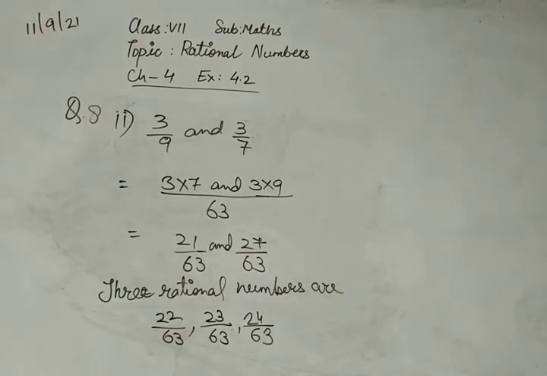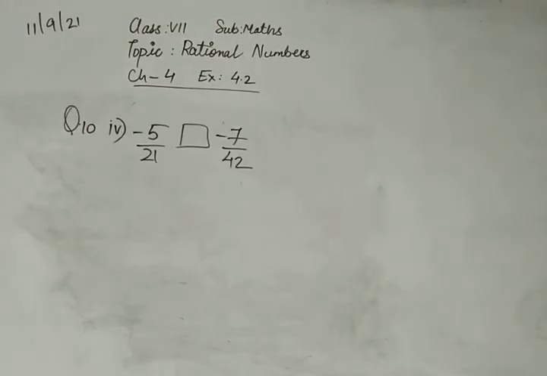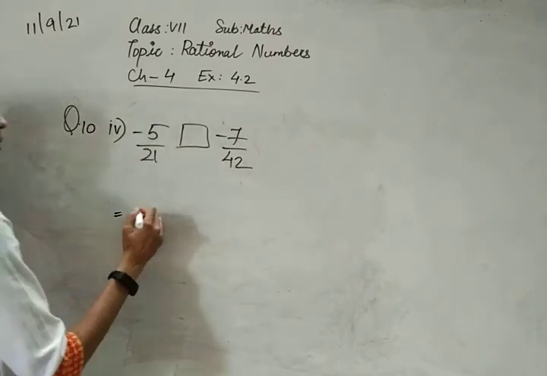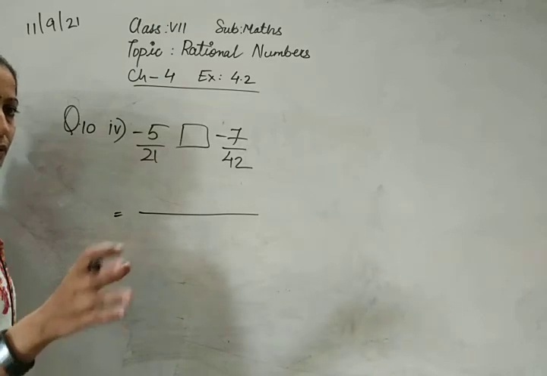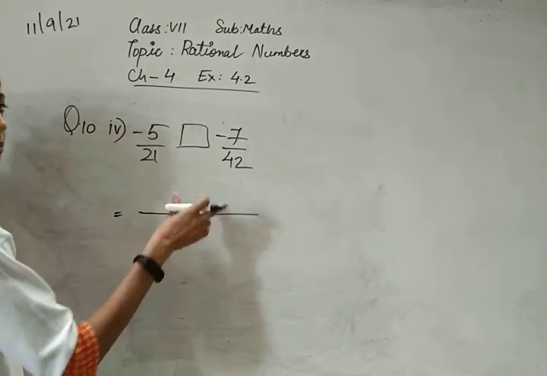The 9th question is similar to the 8th question. In the 10th question again you have to compare which rational number is bigger, smaller or equal. Between these two rational numbers, which number is bigger, smaller or equal. So you have to put a sign. Now again first you have to make the denominators of both the rational numbers the same.